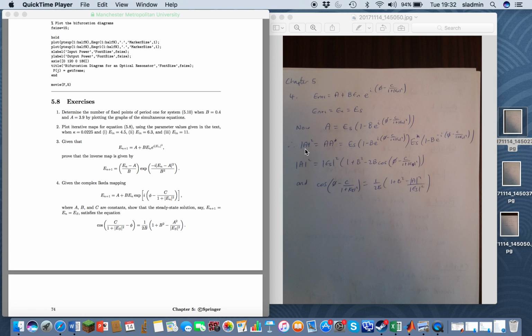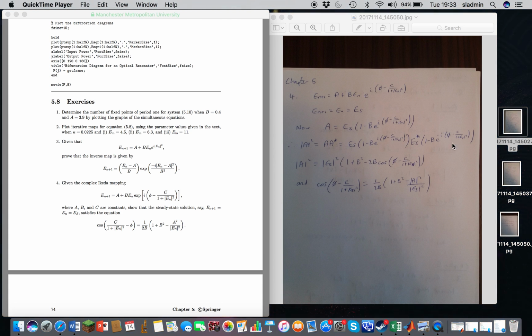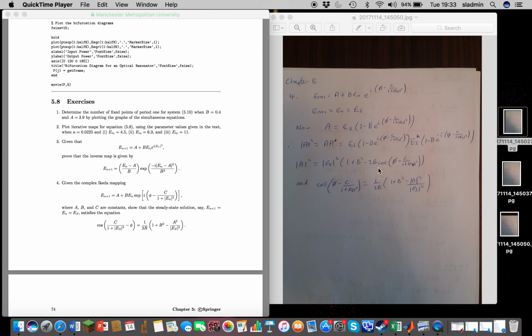Now to find mod A squared, using complex numbers, this is A times the conjugate of A. So here is A, here is the conjugate of A. If you multiply these two together, E_s times E_s conjugate gives you mod E_s squared, and then if you expand these brackets out, you should be able to show that this is true. Then simply all we have to do is rearrange this formula to find cos of phi minus C over 1 plus E_s mod E_s squared. And if you rearrange that formula, then you get the required answer.